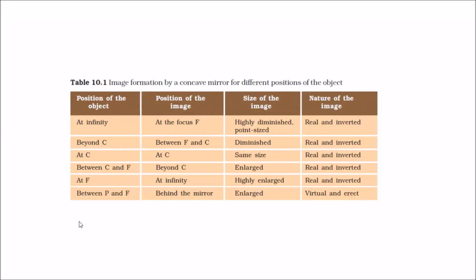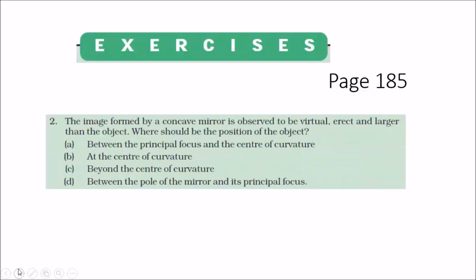Let's have a look at one of the questions and let's see if we can solve it. The question is from your textbook only, from page 185. It says the image formed by a concave mirror is observed to be virtual, erect, and larger than the object. So virtual, erect. I just now told you in a concave mirror, there is only one situation where we get the virtual image. Where should be the position of the object? So which is that position?